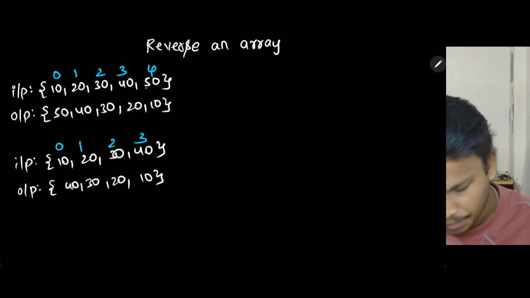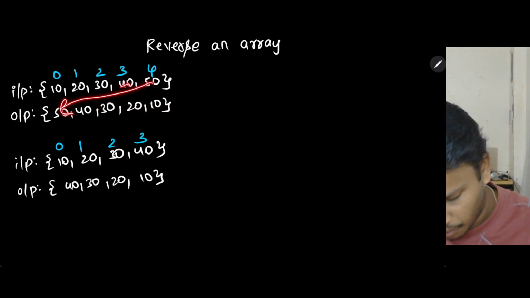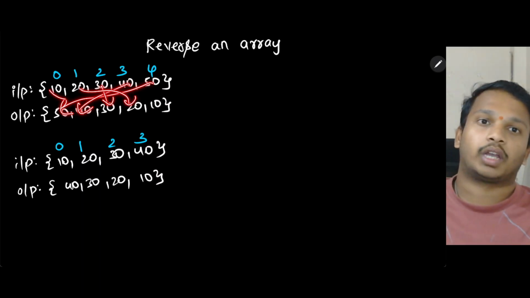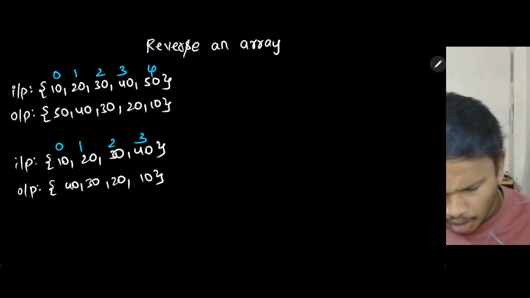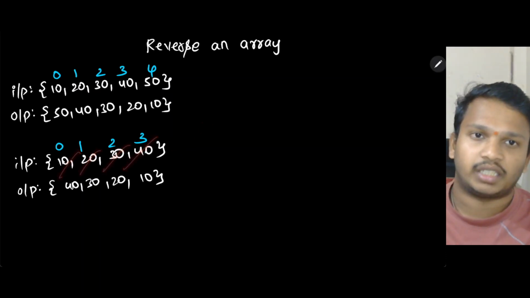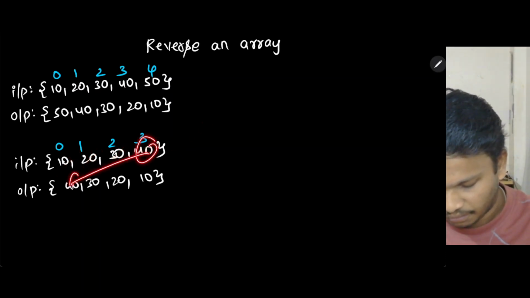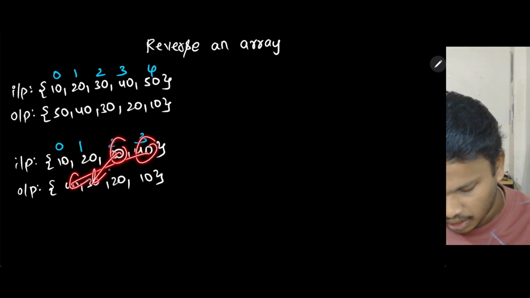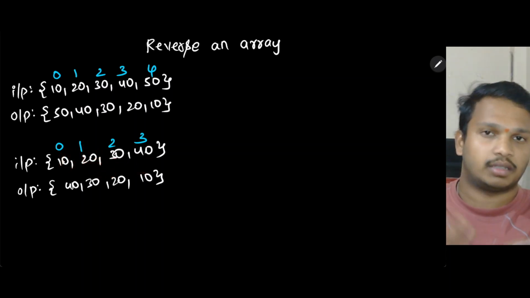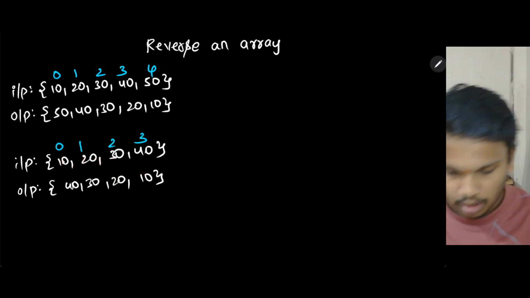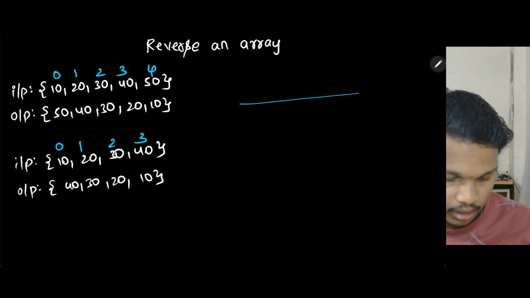How did it come? 50 comes first, next 40, next 30, next 20, next 10. Okay, this is the way we got this. Now observe the one below also. Second example, 10, 20, 30, 40. In this, 40 will come first, followed by 30, followed by 20, and so on. Just reversing the input array is the output. Okay, how to do this? For this, understand, observe this.